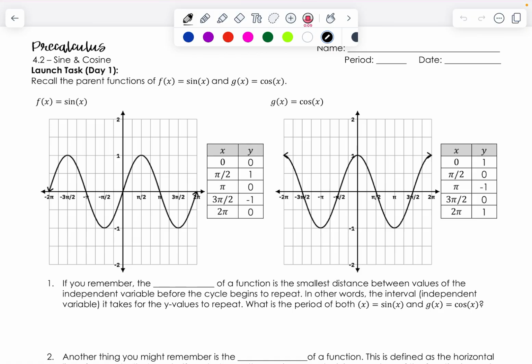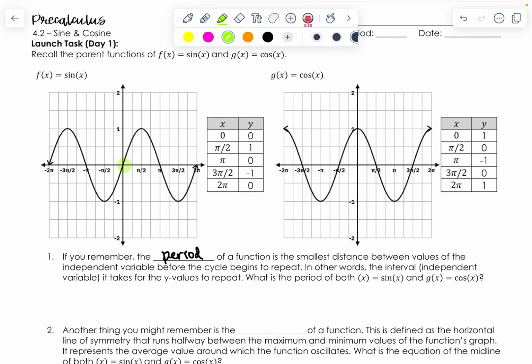Recall your parent functions, and the period length of a function is the smallest distance between values of the independent variable before the cycle begins to repeat. In other words, it's how long along the x-axis it takes the y values to repeat. If I trace this, it goes from 0 to 2 pi, and that is true on the sine curve and the cosine curve.